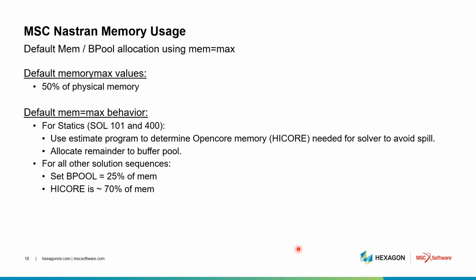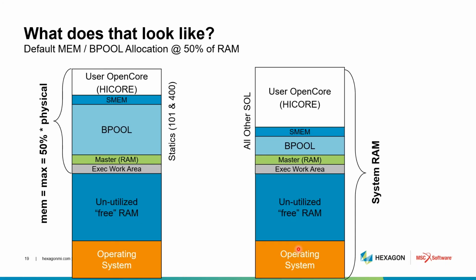So all you have to specify is memory=max when you are running your job. Here's how it works for solutions 101 and 400. As I said earlier, memory=max allocates 50% of physical memory, whereas for all other solution types, the 50% of RAM is used. So this is how it looks. The default memory and buffer pool allocation is 50% of the RAM.